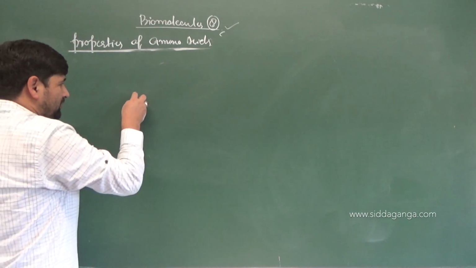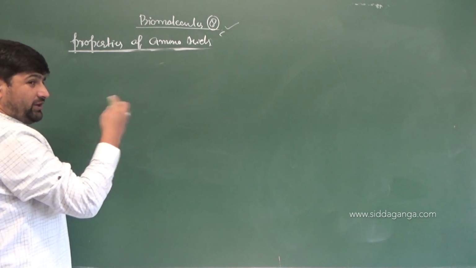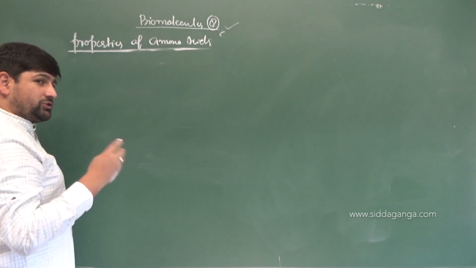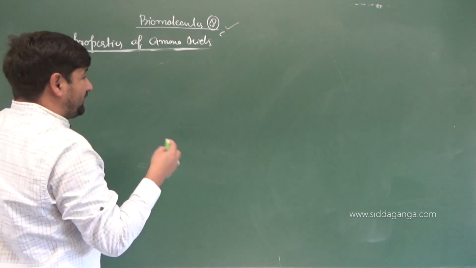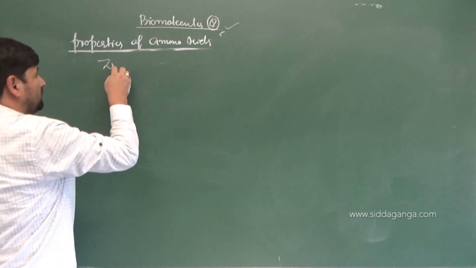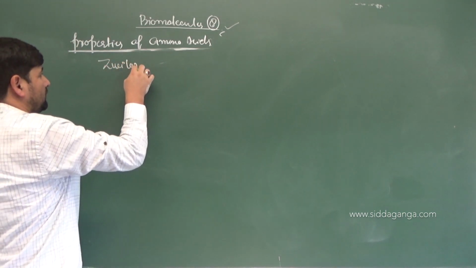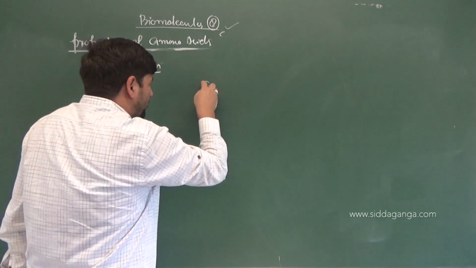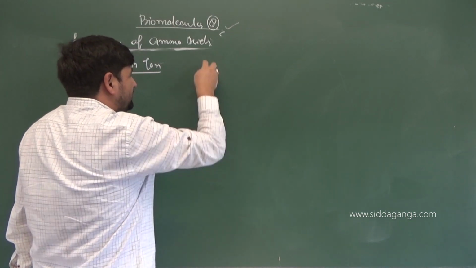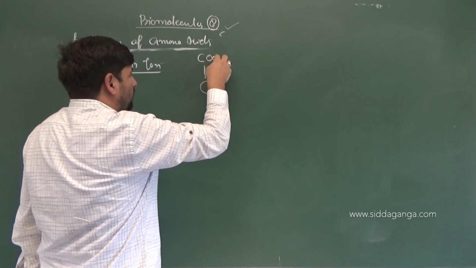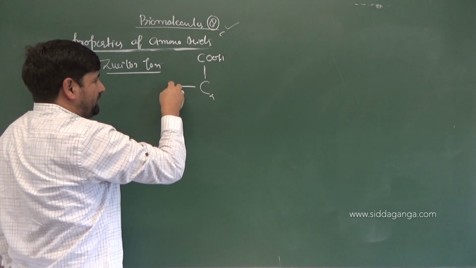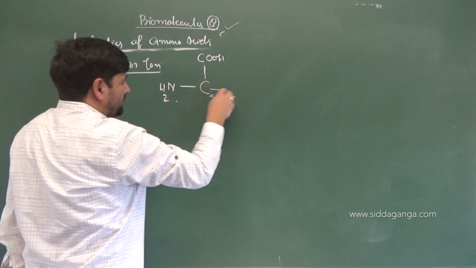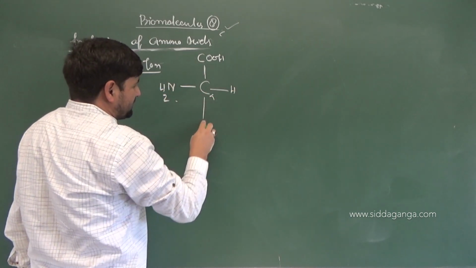So when an amino acid is in acidic medium or in solid state also, it's found as a dipolar ion called Zwitter ion. So what is the structure of that Zwitter ion? Let us see. We have C alpha, then you got COOH, then as usual we have NH2, then you have hydrogen, and then you have side chain R.